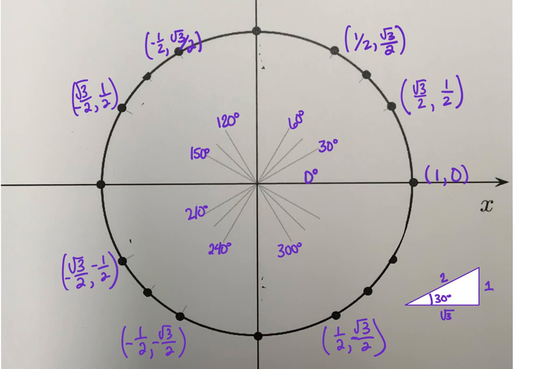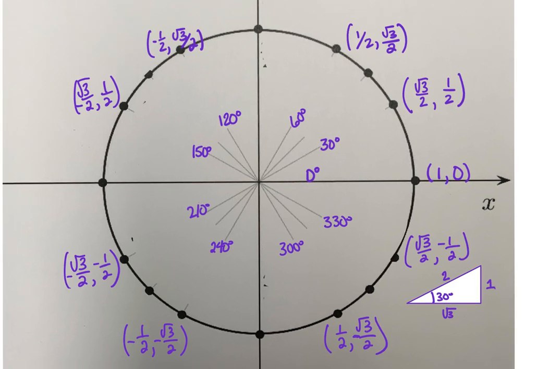And then my last of my 30/60s. What's my value there? 330. It's going to mirror my 30-degree, right? Square root of 3 over 2, 1/2, and my 1/2 should be negative. All right? Easy enough? Those are my 30s.